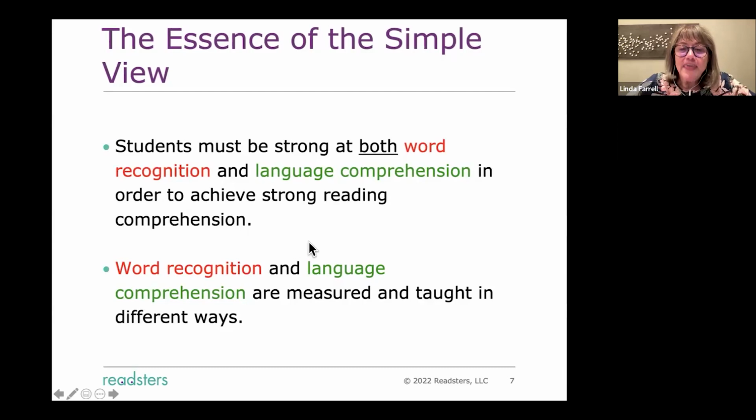So what's important to know is that neither of these is enough to be a reader. If you're good at word recognition, that's not enough. You've got to understand the language. And if you understand the language, but you're not good at word recognition, you're also not going to get to reading comprehension. These are taught and measured in two different ways.